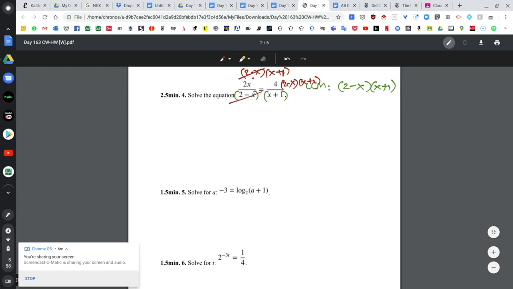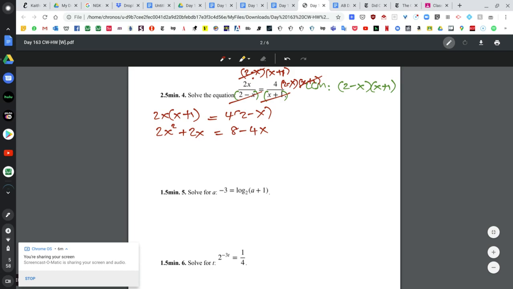Whoa, the denominator here cancels. So it's clearing the denominator. And then x plus 1 will cancel that x plus 1. Rewriting is your friend. So basically it is 2x times (x plus 1) equals 4 times (2 minus x). Okay. So we can distribute. You get 2x squared plus 2x equals 8 minus 4x.